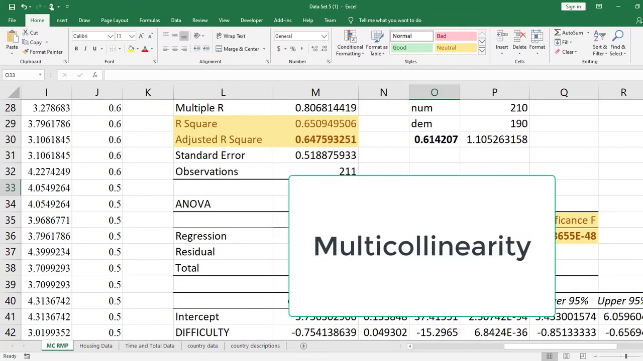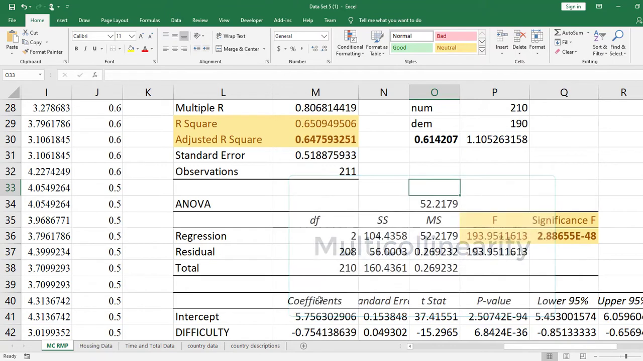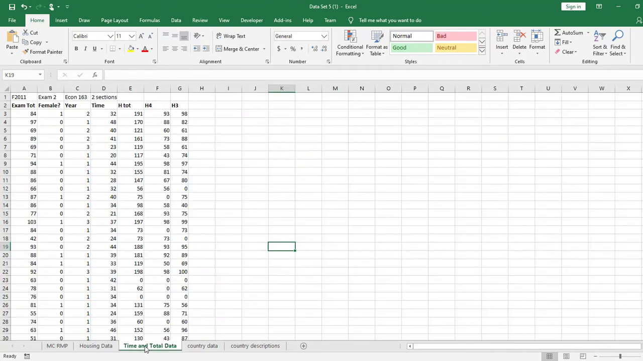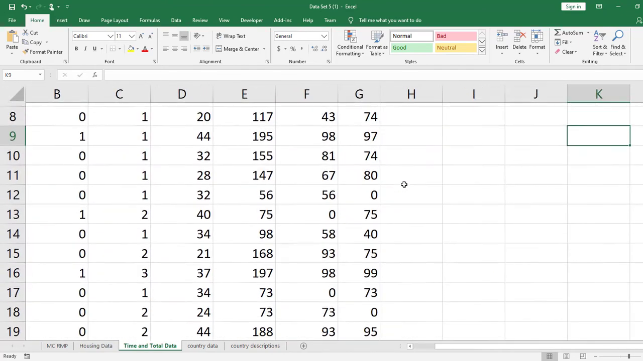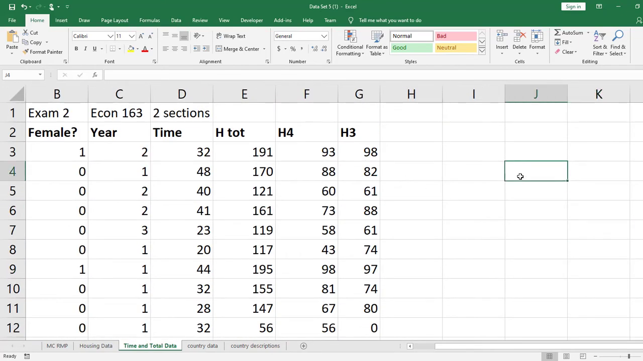Okay, let's take a look at another aspect of multivariate regression. We can go into the time and total data for this one. This is a pretty fun one. This one comes from a conversation I had with a friend of mine back in graduate school. We were thinking, what do we suppose the relationship is between how well a student does on the exam and how long it takes them to complete the exam?